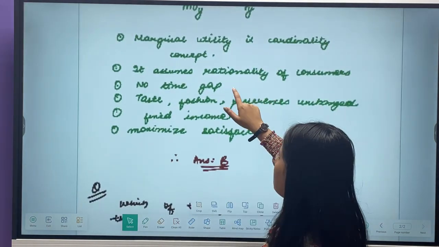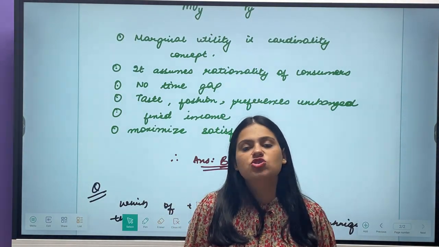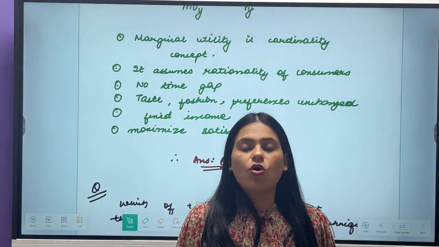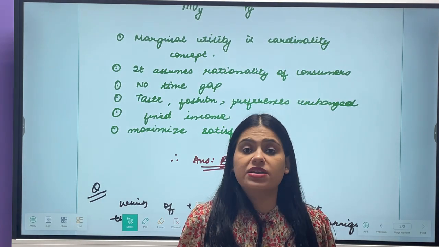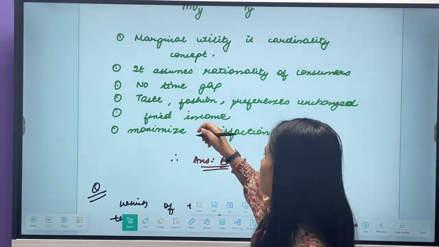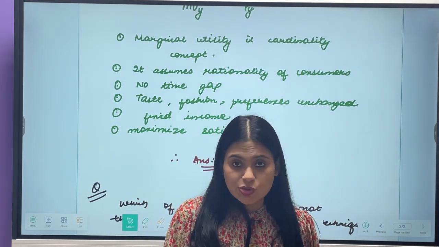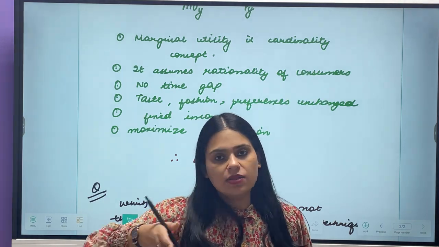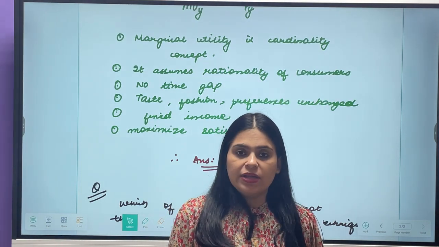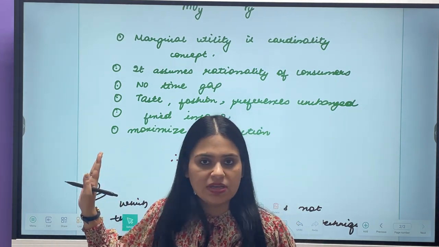Take the next thing. It assumes rationality of consumers. So we assume that consumers are rational. मतलब I will take decisions based on what is best for me, based on maximizing my utility. So I am going to go ahead and act rationally. What's the third thing? There is no time gap. कोई time gap नहीं है. If I am consuming the first unit today, consumption should be consecutive. अभी ही दूसरा यूनिट कंज्यूम करूंगी, अभी ही तीसरा, and so on and so forth. It should not happen that I consume the first unit today and the second unit tomorrow. Then this rule will not be there.